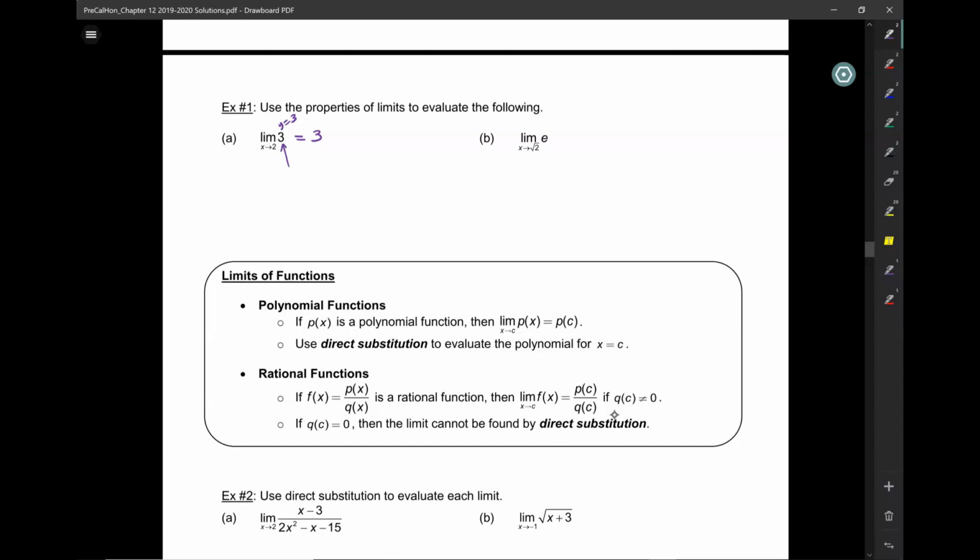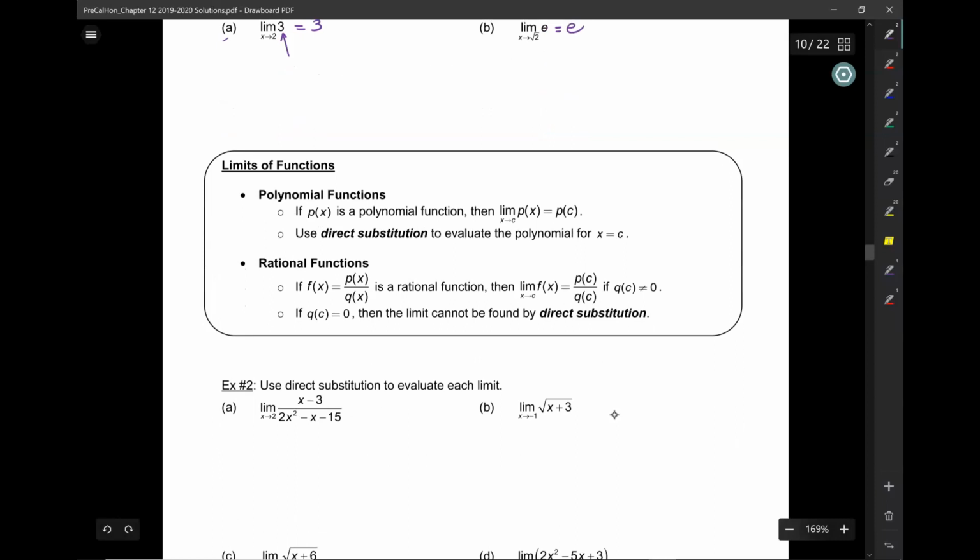Ooh, what about the next one? The limit as x approaches root 2 of e. What's the function here? Y equals e. Okay, what does that look like? Oh, e is also a constant. So what difference does it make if I have y equals 3 like in A or y equals e like in B? You know what the difference is? Nothing. It's another horizontal line just at a different point. So the limit here is e because that's a constant again.